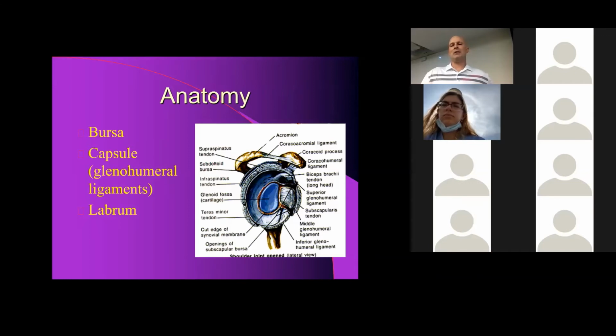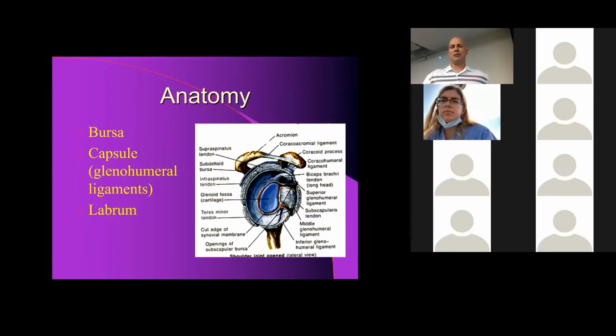And then deep to that, you basically have the rotator cuff tendons laying on top of the capsule itself. The capsule is divided into some ligaments that they name. There's a superior glenohumeral ligament, there's the middle, and then there's the inferior. Those are on the anterior side of the shoulder.